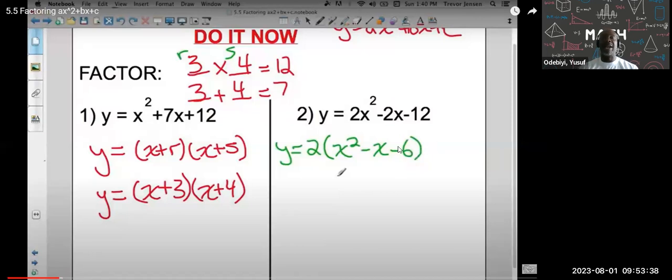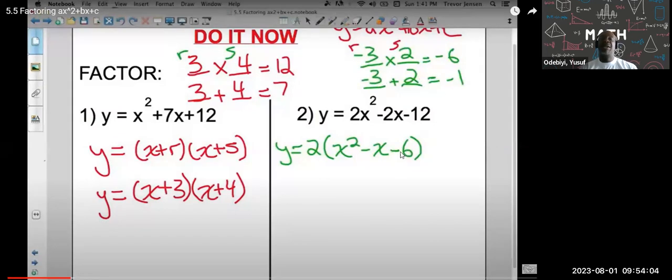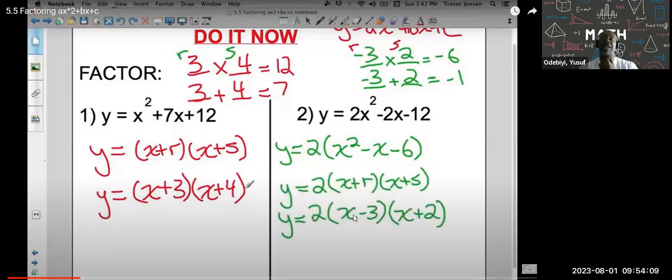I can use product and sum factoring, where two numbers add up to -1, and when multiplied together give you -6. Well, those two numbers are going to be -3 and +2, right? I'm going to write it up there. -3 and +2 gives you this, okay? So y is going to be equal to this, okay?